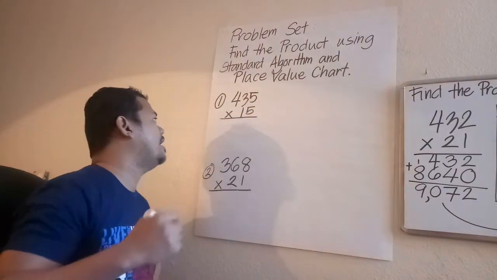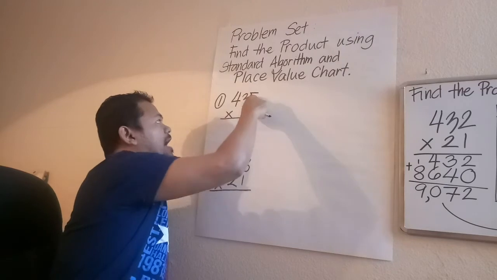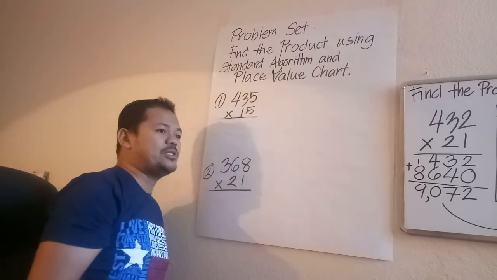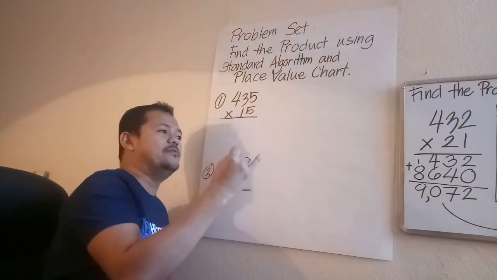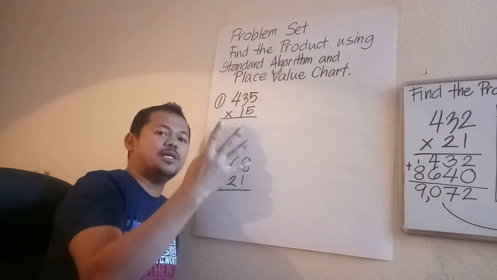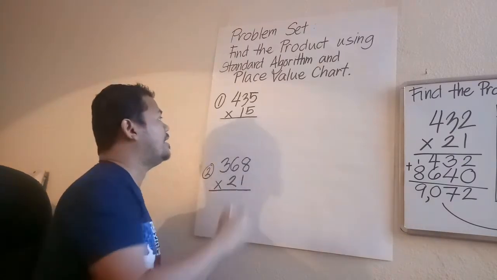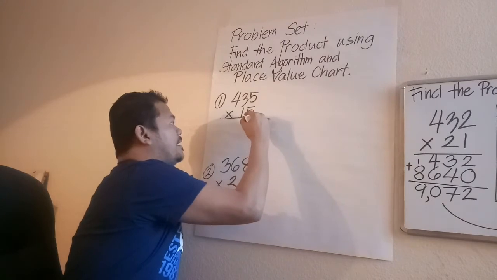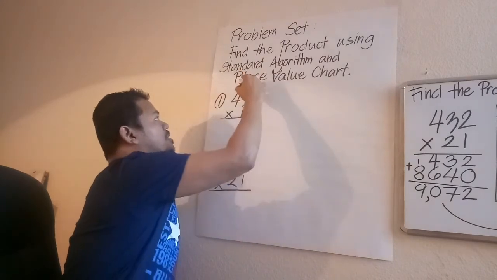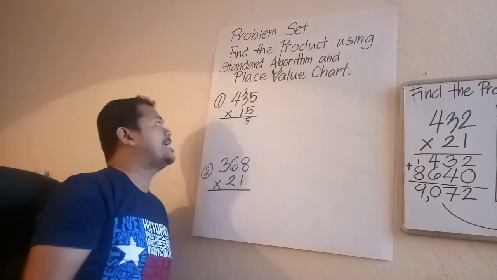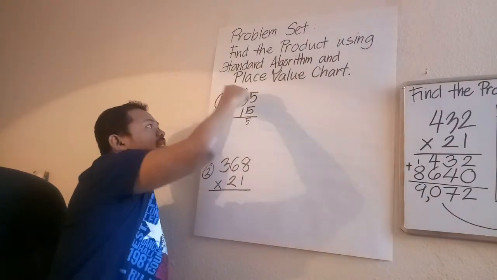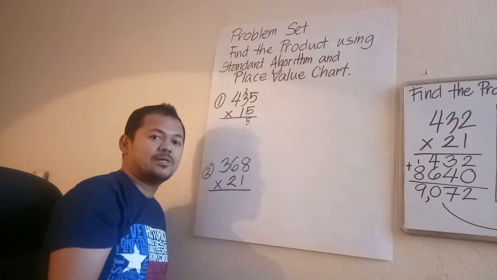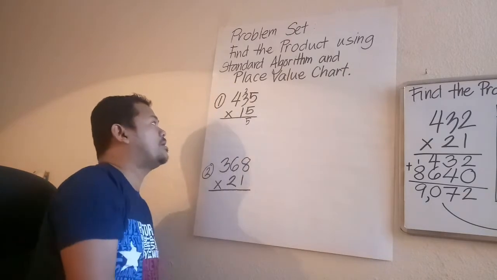Okay, so we got here 5 times 5. The answer is, let's try to count by 5. 5, 10, 15, 20, 25. So our answer is 25. Right here 5, carry 2. Okay, carry to the next number on its left. Okay, because we're going to use that number later on.